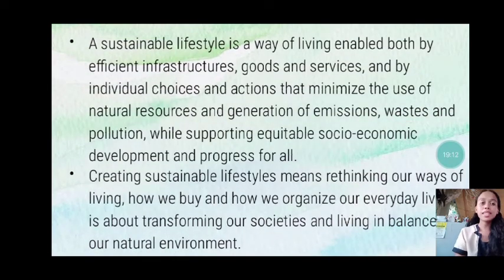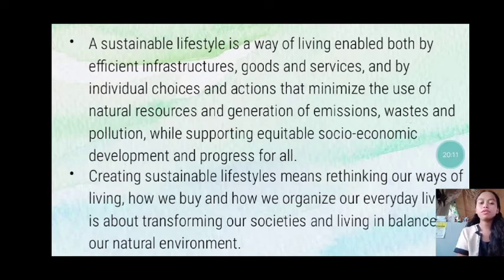So a sustainable lifestyle is a way of living enabled both by efficient infrastructures, goods and services, and by individual choices and actions that minimize the use of natural resources and generation of emissions, wastes, and pollution while supporting equitable socio-economic development and progress for all. So creating sustainable lifestyles means rethinking our ways of living, how we buy, and how we organize our everyday lives. It is about transforming our societies and living in balance with our natural environment.